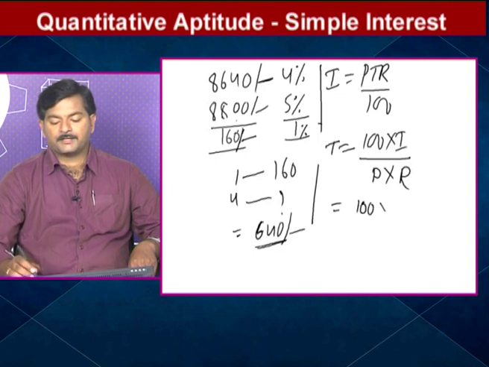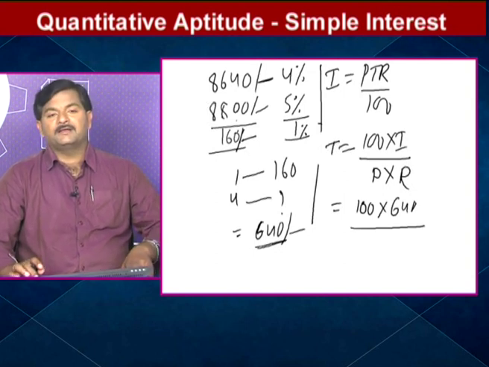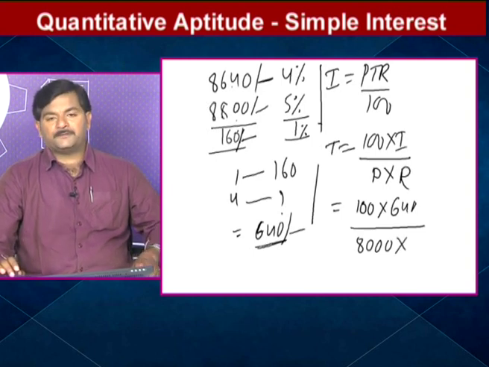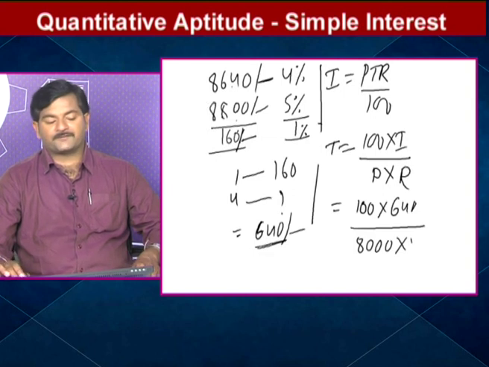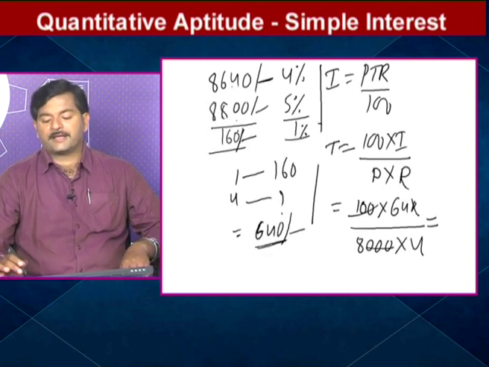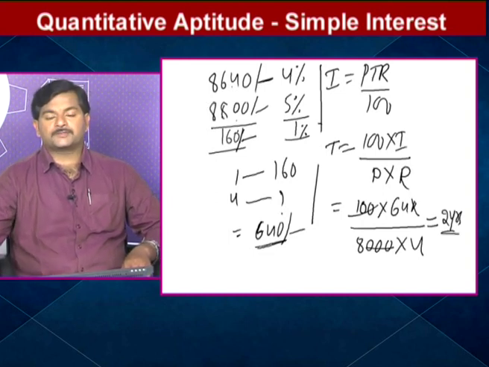We'll write this once again neatly. T = 100 × 640 divided by the principal amount times the rate. You should not take the principal as 8640, because that is the amount, not the principal. Subtracting this interest from the amount, I get the principal as 8000 rupees. Then the rate of interest in the first case is 4%. Simplifying, the 3 zeros cancel, 8 eights are 64, so 8 by 4 gives 2 years. I hope you understood this part.